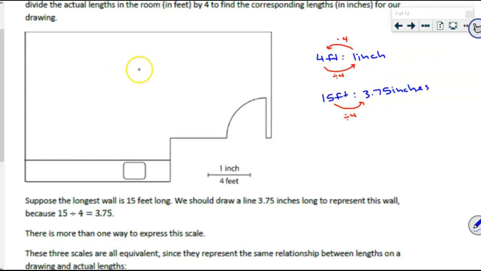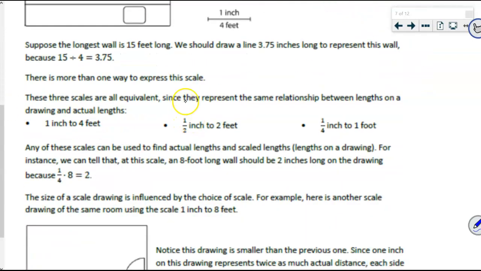There's more than one way to express this scale, and this is what our next activity is going to lead to. These 3 scales are all equivalent, since they represent the same relationship between lengths on a drawing and actual lengths, 1 inch to 4 feet. But I can divide each of those by 2, and now I have half of an inch to 2 feet.